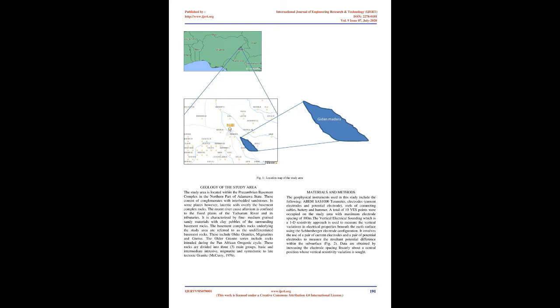The basement complex rocks underlying the study area are referred to as the undifferentiated basement rocks. These include older granites, migmatites, and gneiss. The older granite series include rocks intruded during the Pan-African orogenic cycle. These rocks are divided into three main groups: basic and intermediate intrusive, migmatite and syntectonic to late tectonic granite, McCurry, 1976.